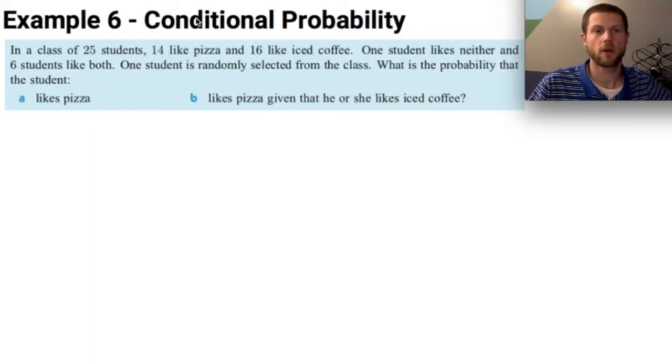Here's an example that talks about conditional probability. In a class of 25 students, 14 like pizza and 16 like iced coffee. One student likes neither and 6 students like both. One student is randomly selected from the class.